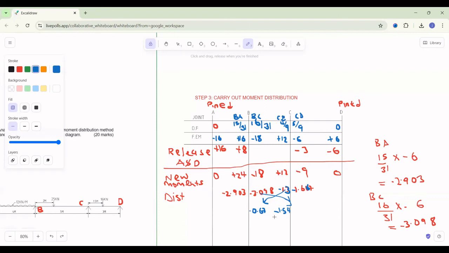Again, now you distribute this moment. Remember, it is negative, so the balancing moment will be positive. So if you do that, you will get negative. So this is the carryover. So we distribute again. So this will be negative.